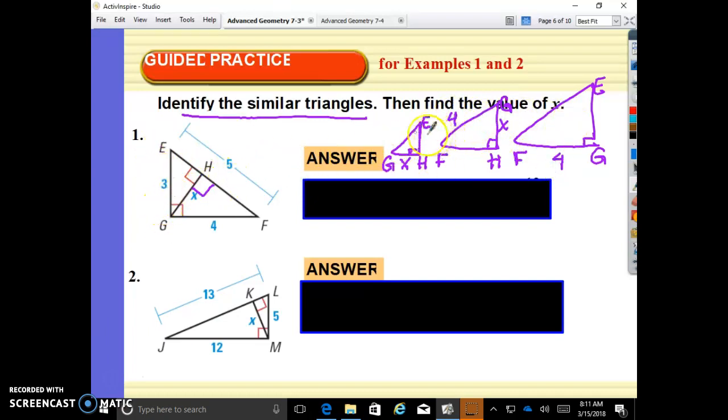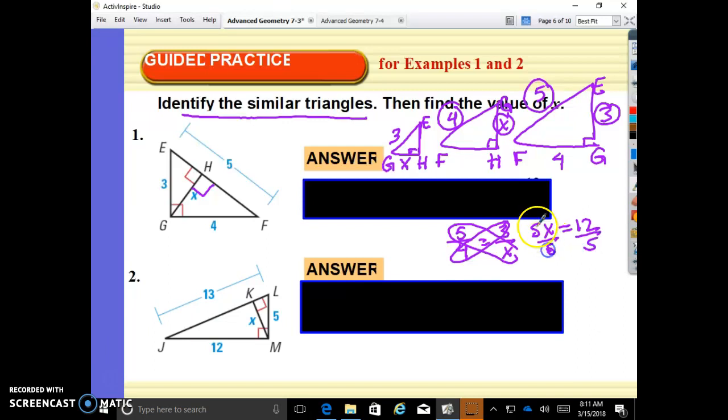And GE is 3. All right, so if we're finding X, we could use, if this is a 3 and a 4, what is this? A 5. So we can say 5 is to 4 as 3 is to X. Cross products and solve. 5x equals 12. So 12 divided by 5 is going to be our answer, 2.4.